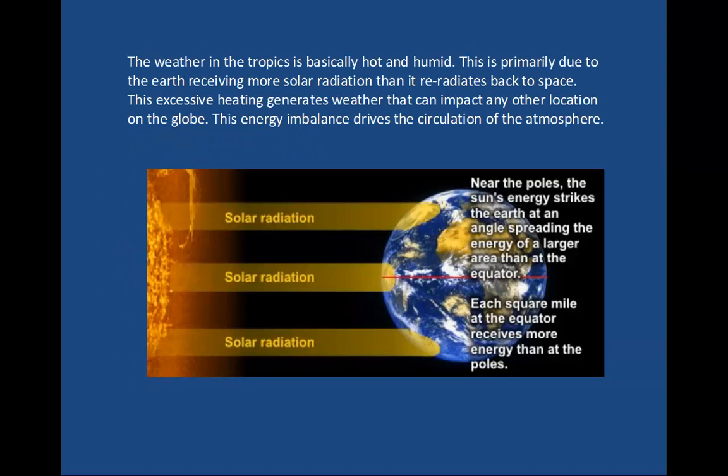The weather in the tropics is basically hot and humid. This is due to the fact that the Earth is receiving a whole lot more solar radiation in that part of the planet than it re-radiates to space. This excessive heating generates weather that can impact a lot of other locations around the globe. Large amounts of energy that are being input to the equatorial regions want to flow towards the polar regions, and that causes a lot of the weather that we know on the planet.